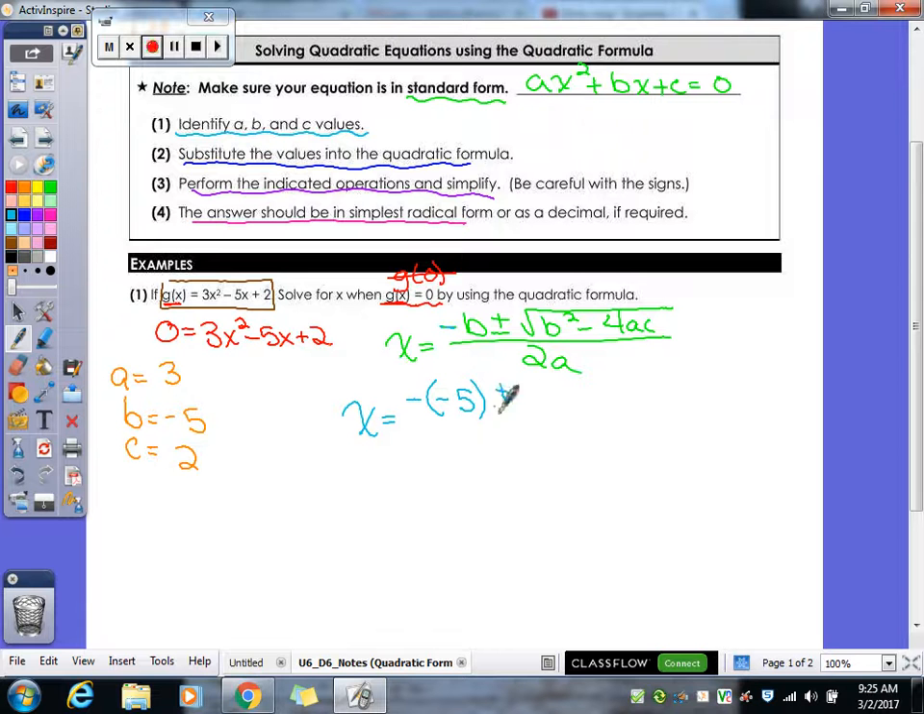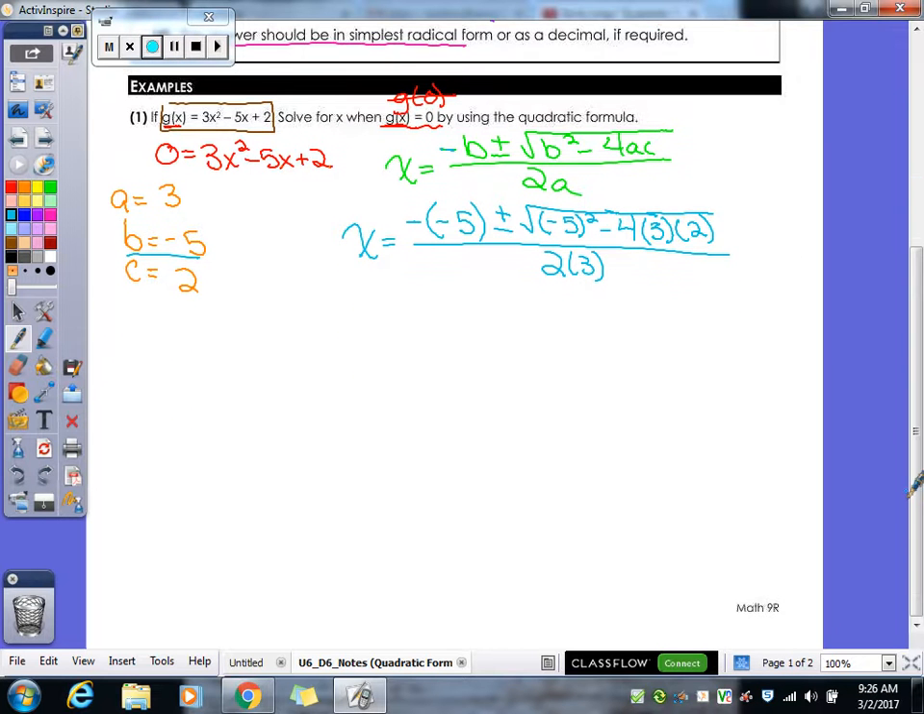Why is there a parenthesis? Because when you're plugging in a value, that's from my formula, my b value, if you look at our list over here, was a negative 5. So then I'm going to have in parentheses negative 5 squared minus 4 times 3 times 2, both in parentheses, all over 2 times 3.